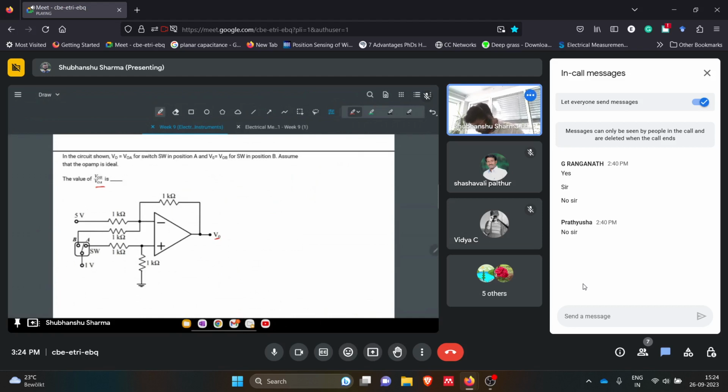So in the circuit, V naught equals VOA for switch SW in position A, and V naught equals V naught B for SW in position B. Assume that the op amp is ideal. The value of VOB by VOA is. Just try this question. I'll give you a few minutes.